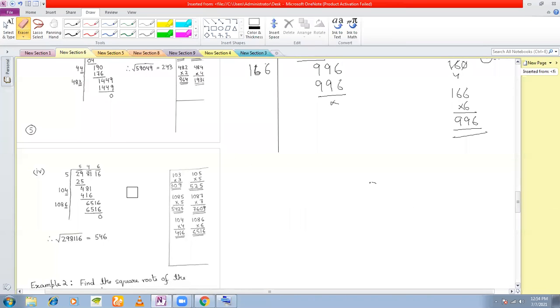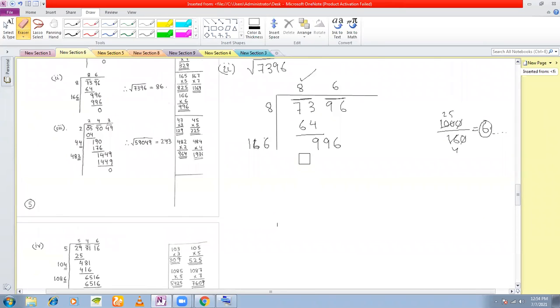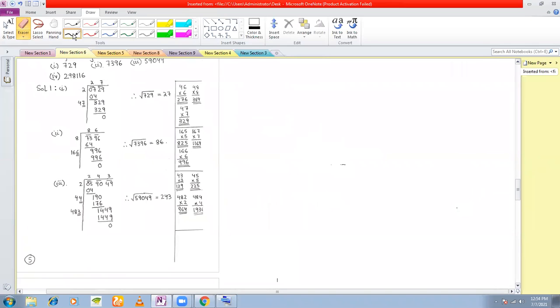Let us see another number. This time a little bigger number. This is the third one. Square root of 59049. This is what you have to find out.